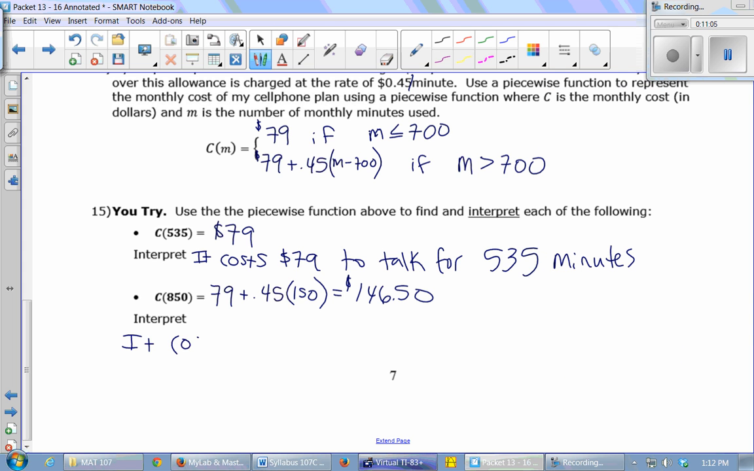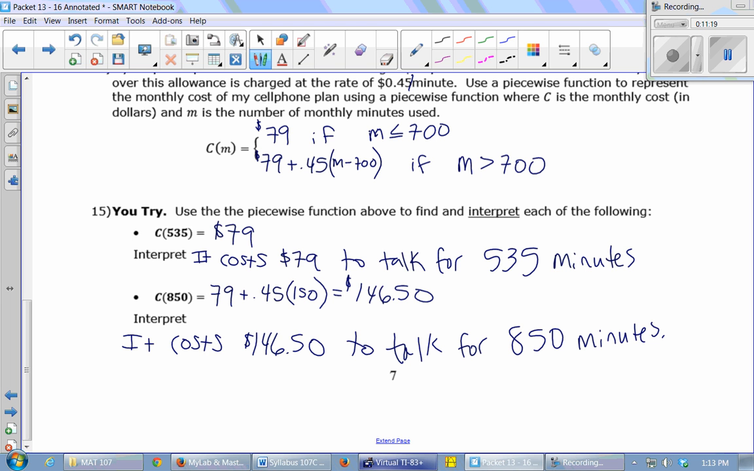So I would write it costs $146.50 to talk for 850 minutes. Did I mess up? Let me see. Oh yeah, 850 minus 700 has to be all in parentheses. Yep.